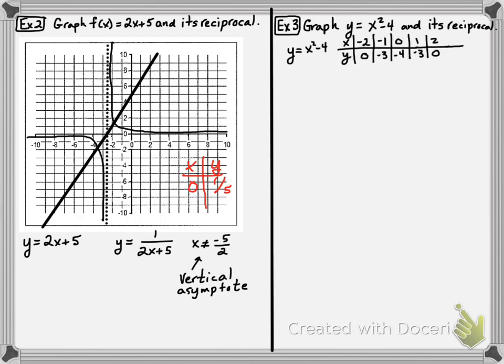In example 3, we have y equals x squared minus 4. They want us to graph that and its reciprocal. If we plot some points, plug in some values to see what it's doing around the origin, when x is -2, -2 squared minus 4 is 0. -1 squared minus 4 is -3. 0 minus 4 is -4, and so on. So there we have the points from our graph. When I take its reciprocal, I can just take 1 over all those points.